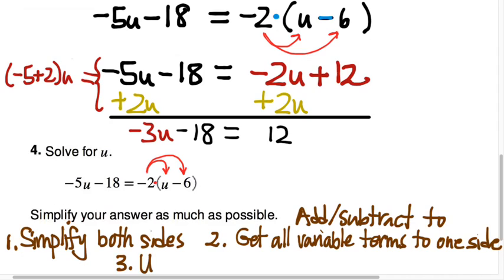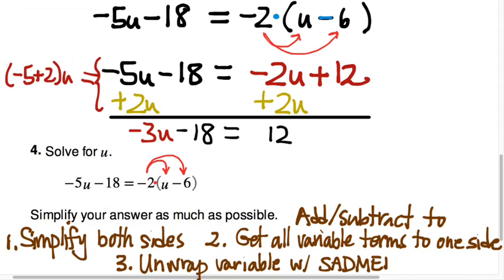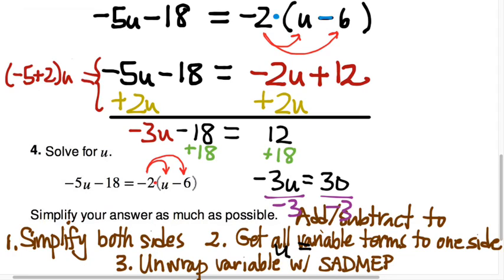And then from there, what's our strategy to get that u by itself? I call that last step in the process unwrap the variable using the reverse order of operations, or what we called last time SADMEP. Worry about all your addition and subtraction first. So in this case, that would mean adding 18 to both sides and giving me negative 3u is equal to 30. And then only after all that addition and subtraction is done do we then worry about the division that's necessary. Divide both sides by negative 3. That gives me my solution. 30 divided by negative 3, u equals negative 10.